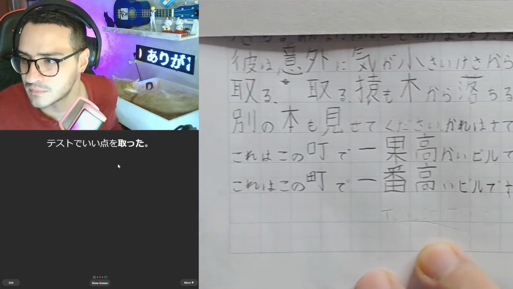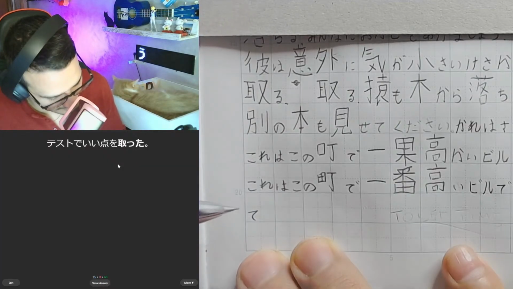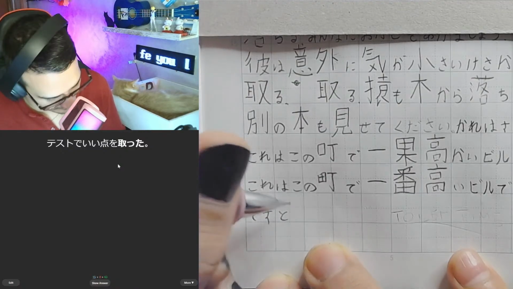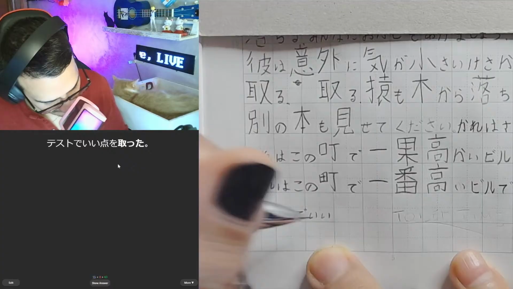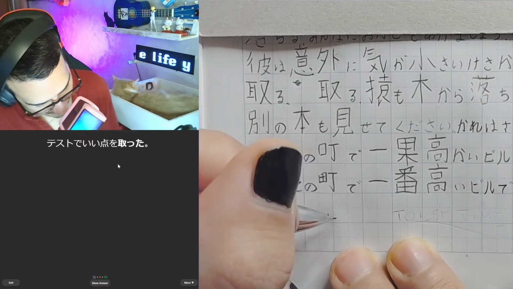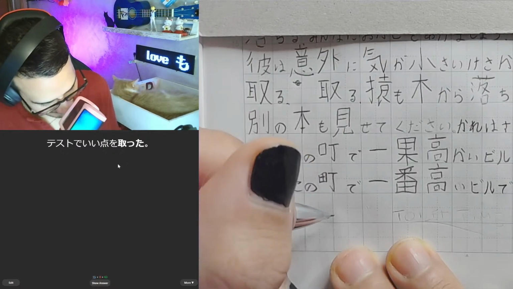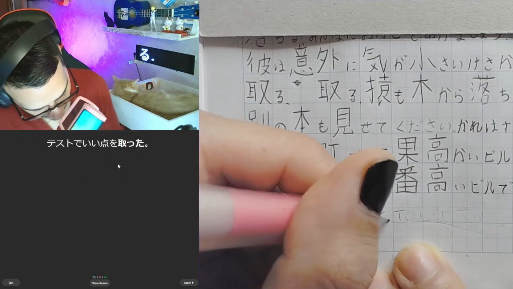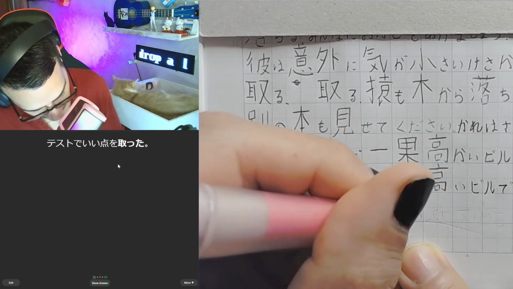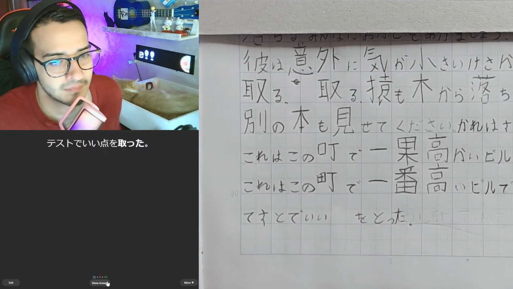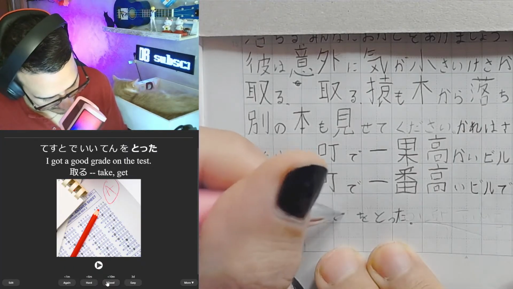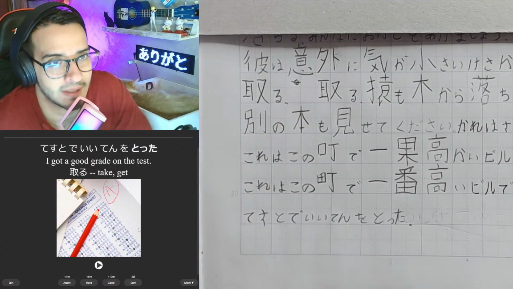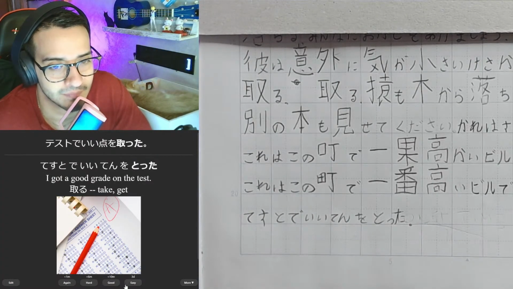Reading. E10. テストでいい点を取った。Correct. I got a good grade on the test. テストでいい点を取った。Easy.